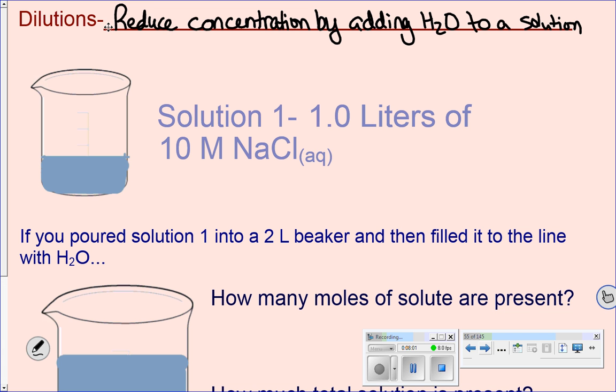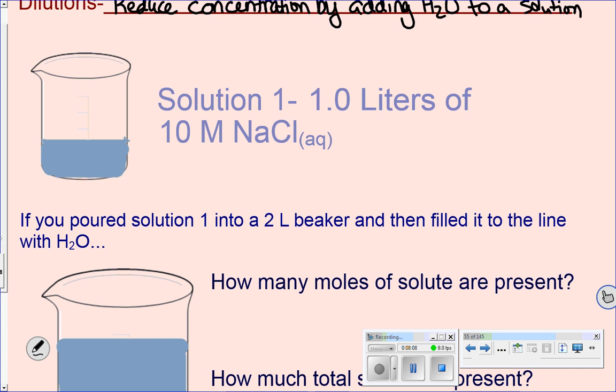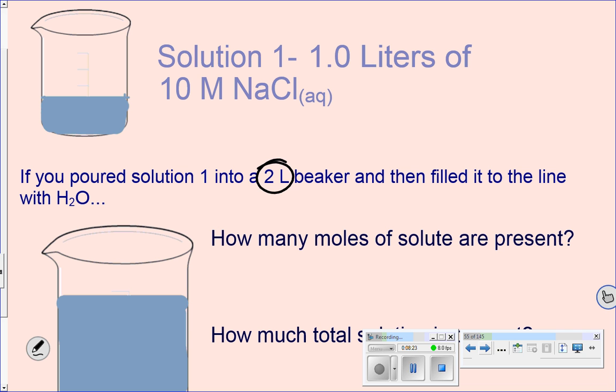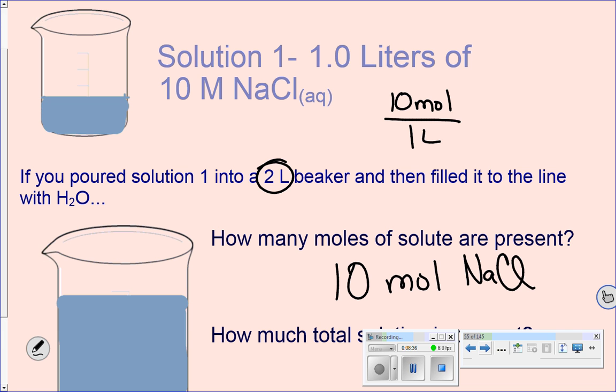Initial solution here, which is 1 liter of 10 molar NaCl. So if we were to take that solution and dilute it by putting it into a 2-liter beaker, so same solution, but we're just going to add water to it, obviously adding another liter. One thing we didn't change. From solution 1, if we have 1 liter of a 10 molar solution, that means we have 10 moles per 1 liter, we have 1 liter of that, we still have 10 moles of NaCl, okay?